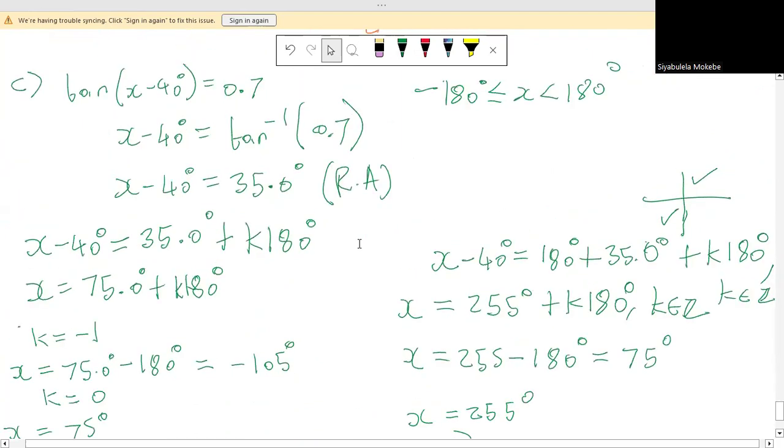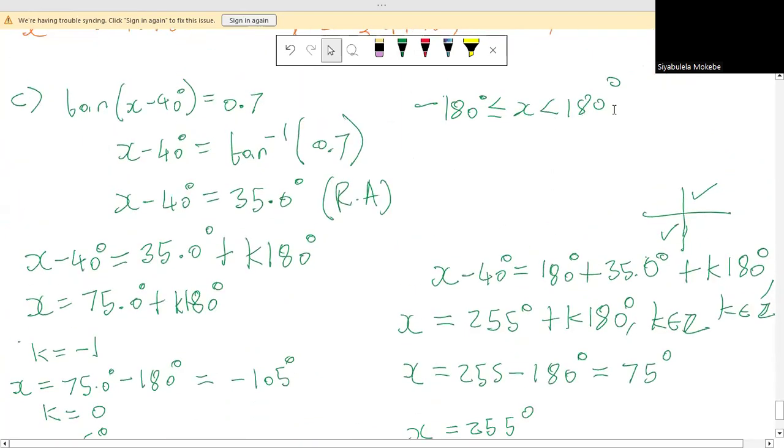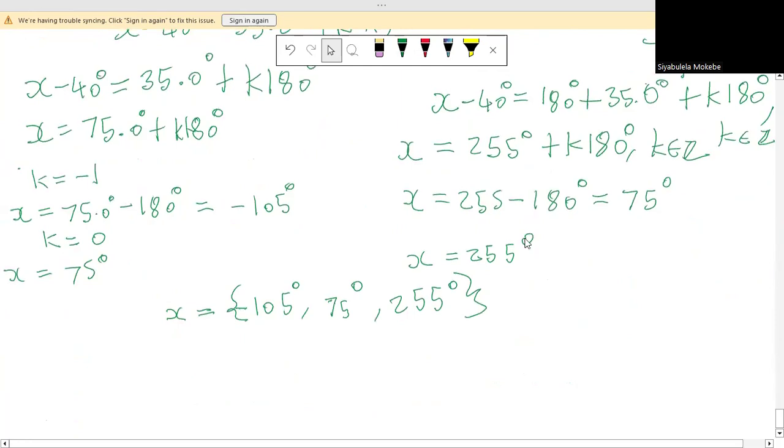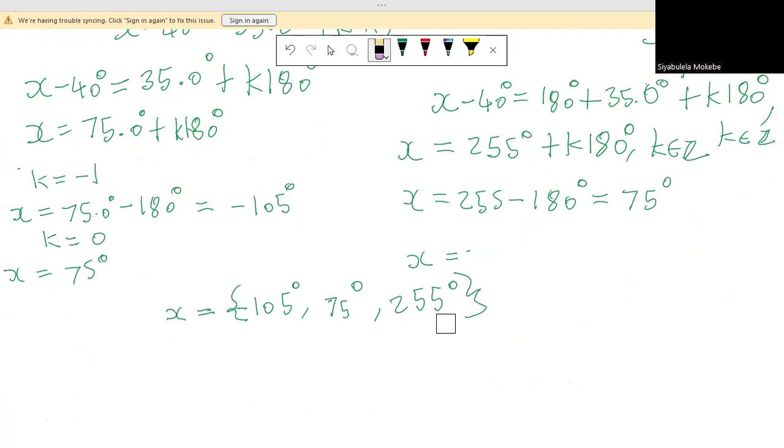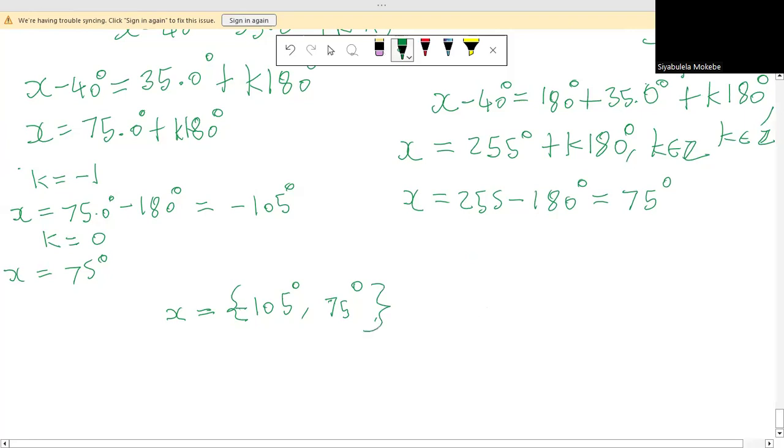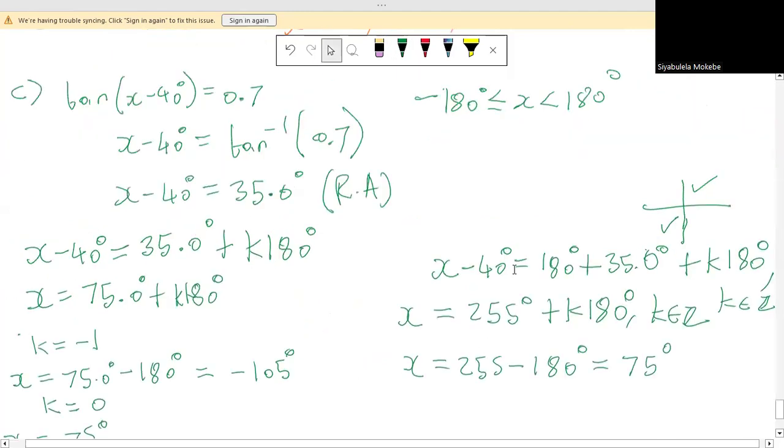But we have a problem, because if we go back, they said here x must be less than 180 degrees, and here that is greater than. So my answers will only be this. I won't include this one. But it's important to always go back to your restriction. So I'll only have those two: negative 105 and 75. That's all, nothing else. And then that's the solution.